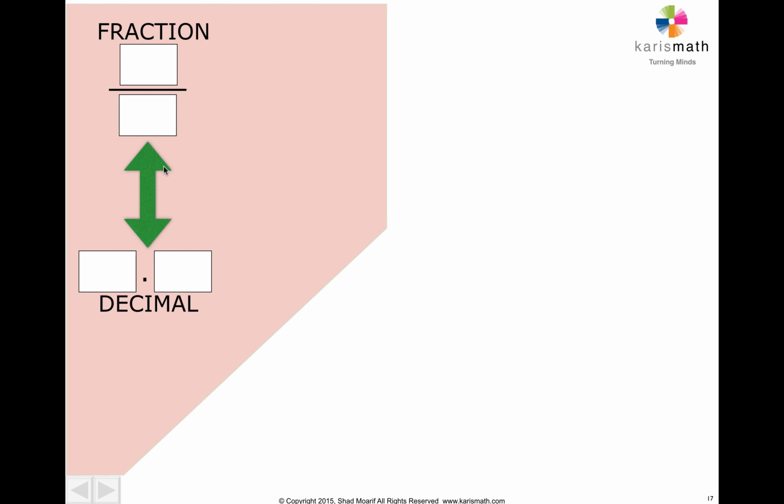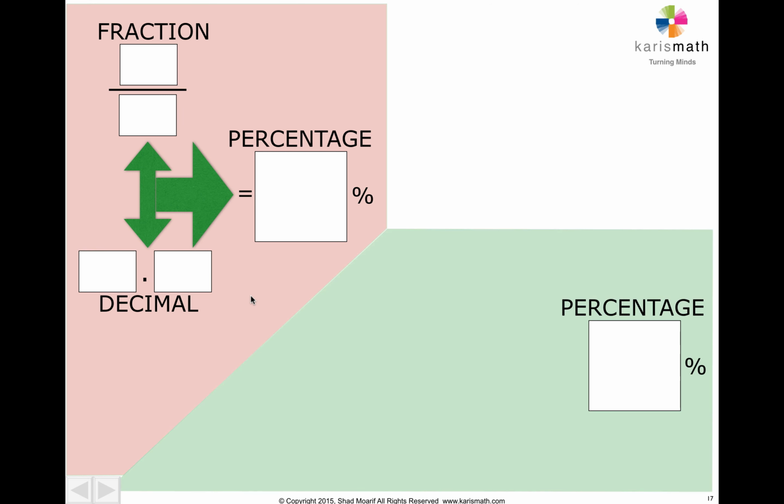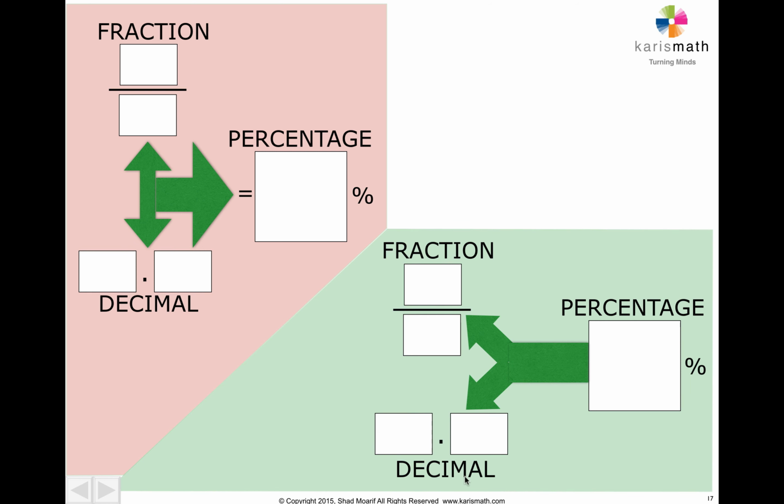So you've got decimals or fractions. Change it to a percentage, that's one angle, and the other angle is percentages. Change it back to fractions or decimals. And we know how to do that too. Here you multiply by 100%, and here you divide by 100%, and you get the answers.